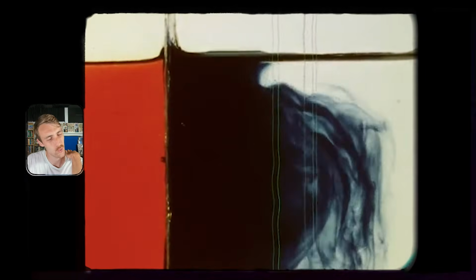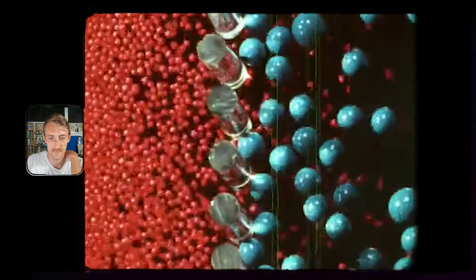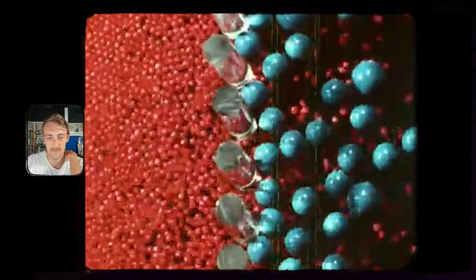So this is a sort of semi-selective permeable barrier. The largest starch molecules are blocked.